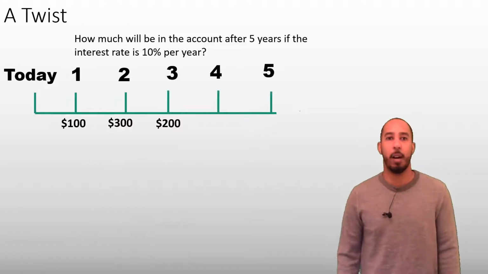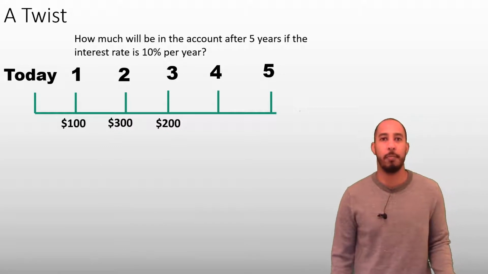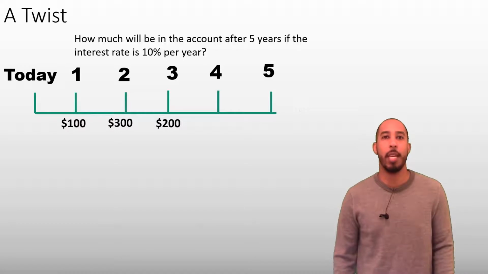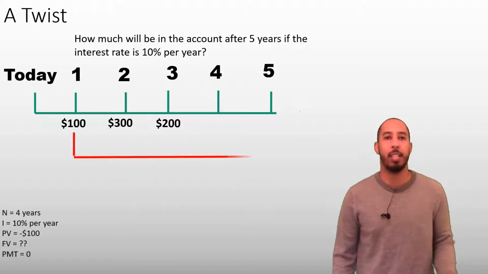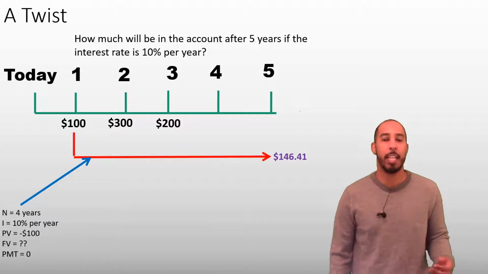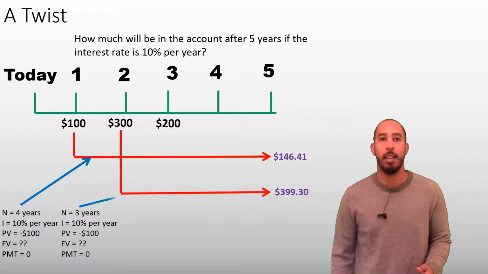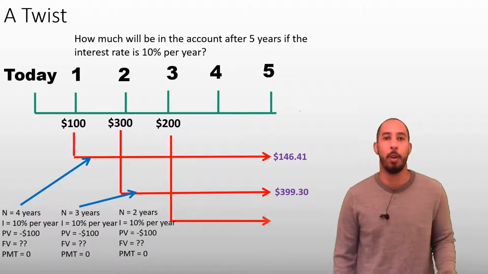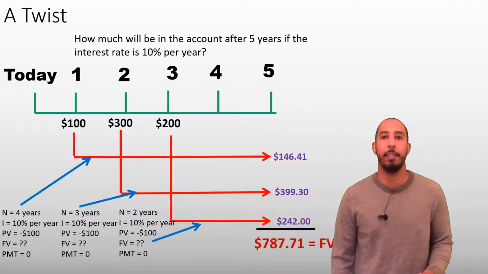Next, we'll add a twist to this problem that really isn't much of a twist. What if we had the same series of cash flows, but instead of seeing what will be in the account after 3 years, we want to know what's going to be in there after 5 years? The process remains exactly the same. The $100 deposit will earn interest over 4 years and grow to $146. The next cash flow will grow to $399, and the final cash flow will grow to $242. We can add those values together to get a total of $787, and that's what's going to be in the account after 5 years.